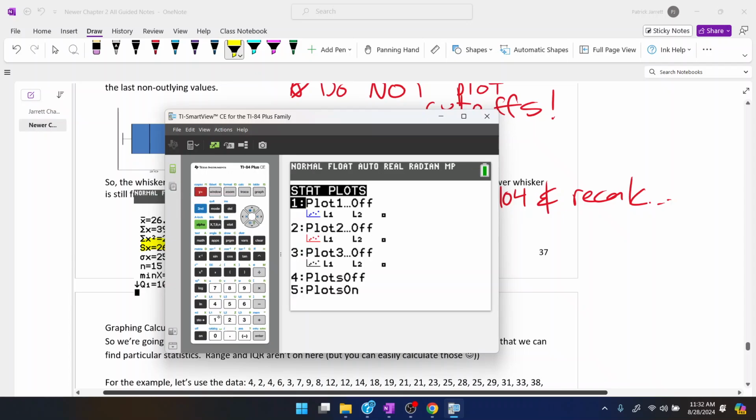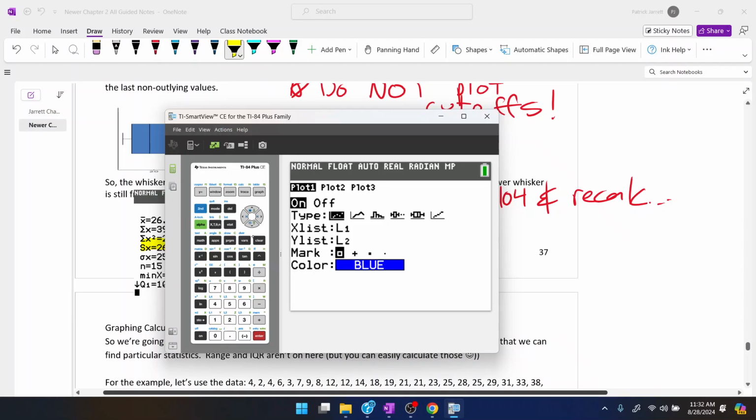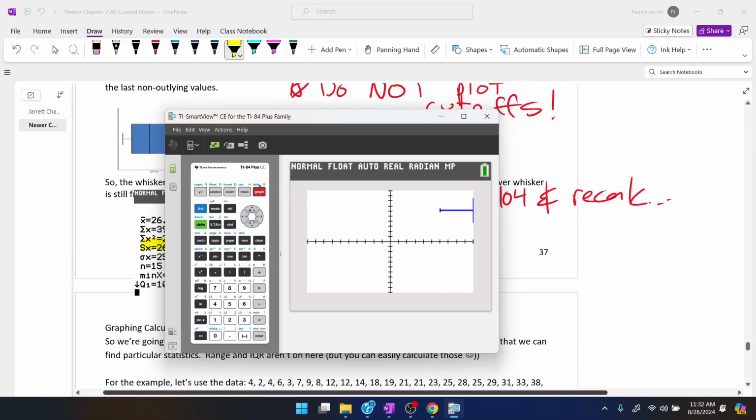But with that in mind, I'm going to choose plot 1, and this time, instead of a histogram, I have two options for a box and whisker plot. The first one is what you call a modified box plot, where it will show the outliers. The other one will not. But I want my outliers, so I'm going to use that. Now, I don't want list 1, rather I want list number 3. Now, if you go to graph, here's a problem. You don't see anything.